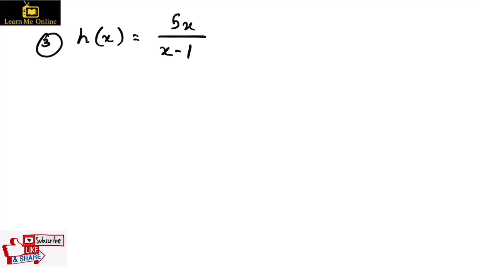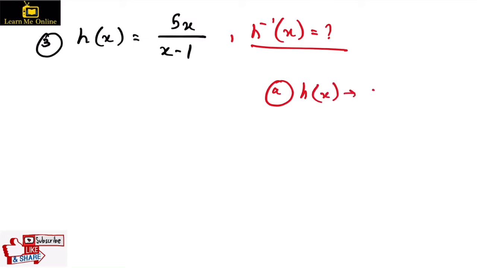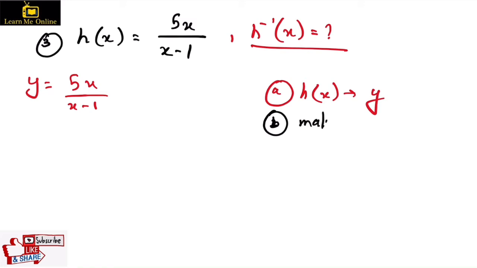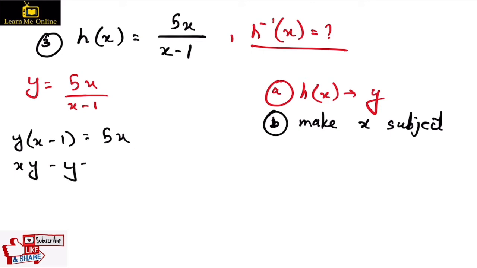Again, we are finding the inverse of this h function, so we are finding h inverse of x. To find h inverse of x, the first step is to change h of x to y. So that would be y equals 5x over x minus 1. Step 2 is to make x the subject. To do this, you rearrange, and you expand it out: xy minus y equals 5x.